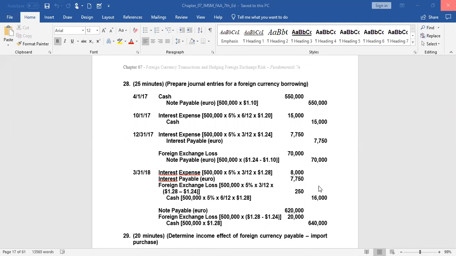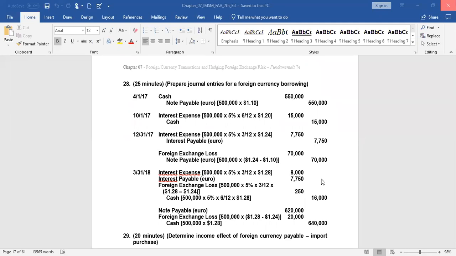Hi everyone. We are going to now take a look at a few of the problems in Chapter 7 to help you understand this whole foreign currency translation and the different scenarios they are introducing here. There's a lot of stuff in this chapter. So we're first going to take a look at number 28 on page 377.